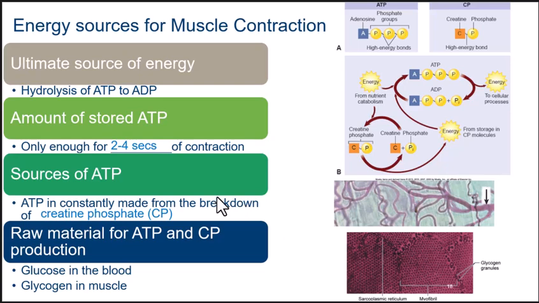so where do we get ATP from? Well, the first thing I wanted to mention is that ATP is constantly being made from the breakdown of creatine phosphate. Creatine phosphate found in muscles is really nice because it's going to donate one of its phosphates to the ADP so that we can make ATP. In addition, we can also make ATP from glucose. We know that glucose, as part of cellular metabolism processes, will contribute to the formation of ATP. We also have glycogen that's stored in our muscles, which can break down and release glucose.